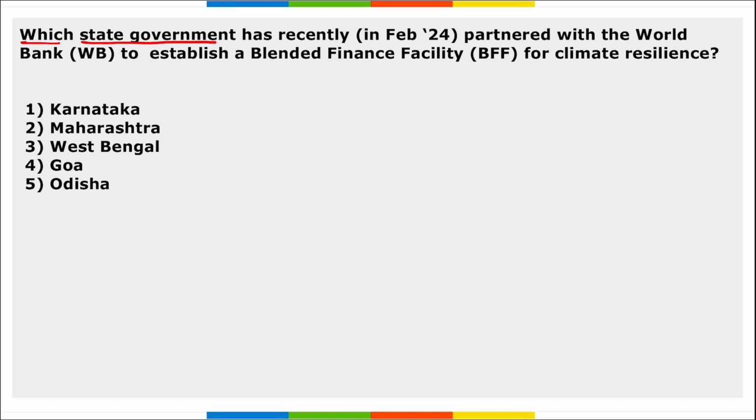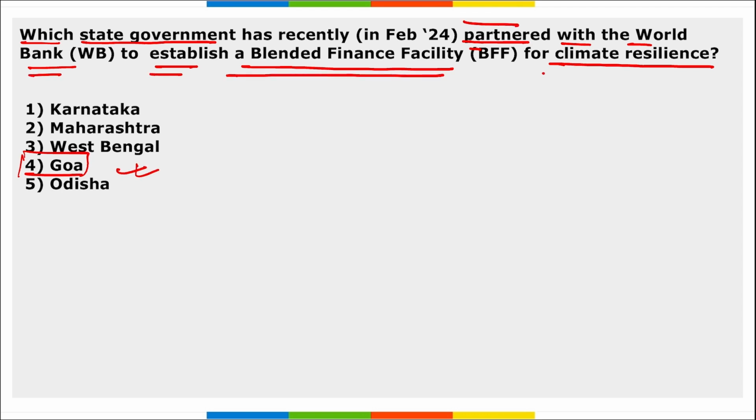Next, which state government has recently partnered with the World Bank to establish a blended finance facility for climate resilience? It is Goa, right? Goa state government partnered with World Bank to establish a blended finance facility for climate resilience. Take a note of this.